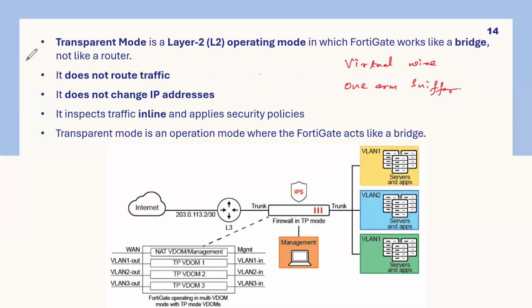Now, one question to you. When we talk about these modes, whether it is NAT mode, transparent mode, virtual wire, or one arm sniffer, are they firewall modes or interface modes? Have you done ASA? How many of you have done ASA? So in ASA, what are the modes we have?